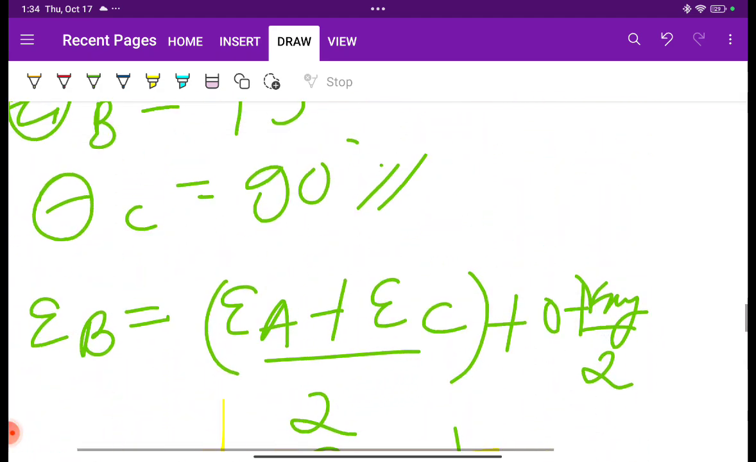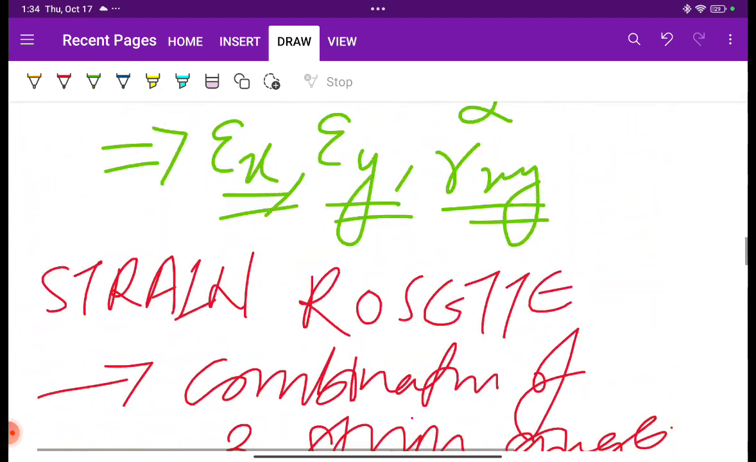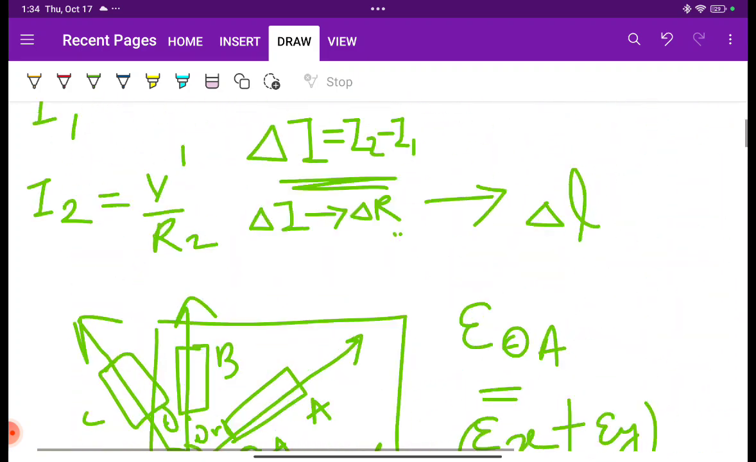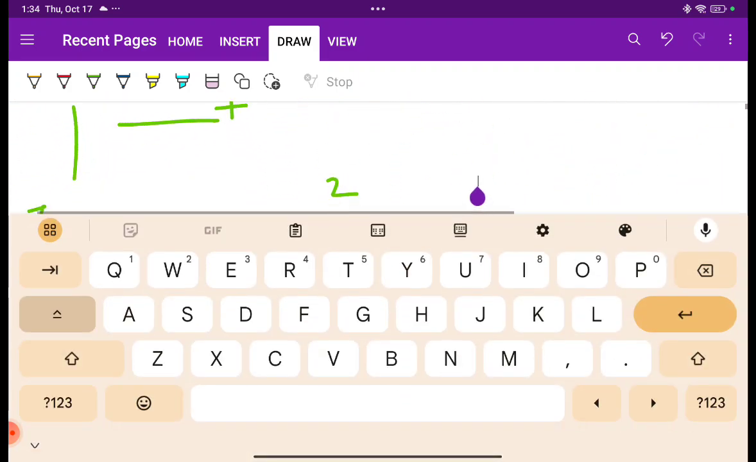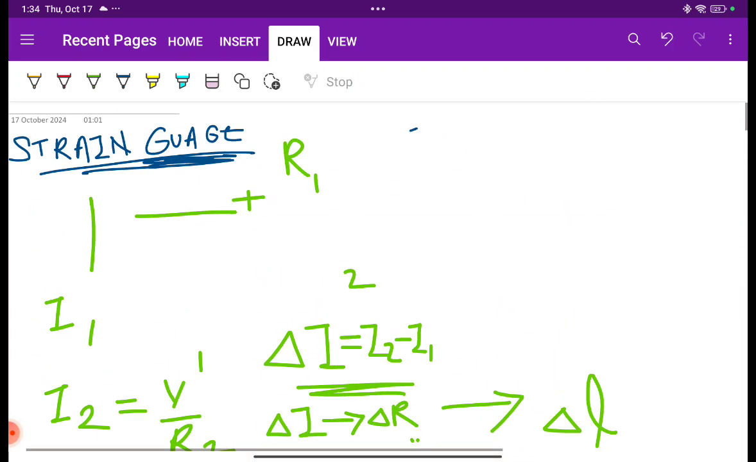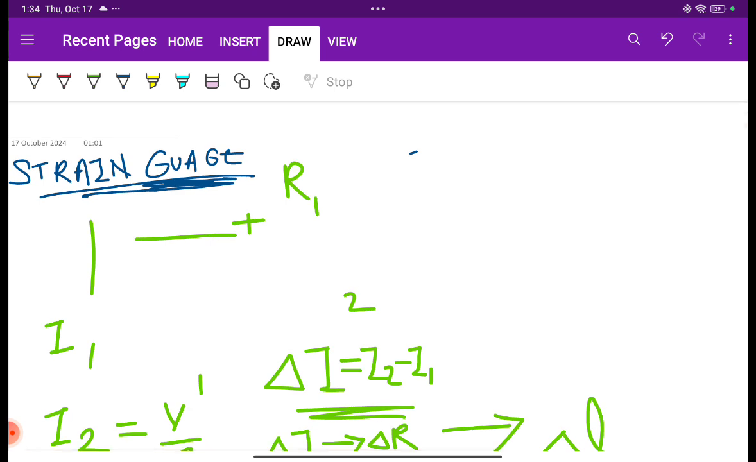So these are the strain rosette and strain gauge. What we have done is, first we went through the strain gauge. So what is a strain gauge, if anyone asks you? It's nothing but a device which is used to measure the longitudinal strain in any particular direction on the surface of a body subjected to external loads.